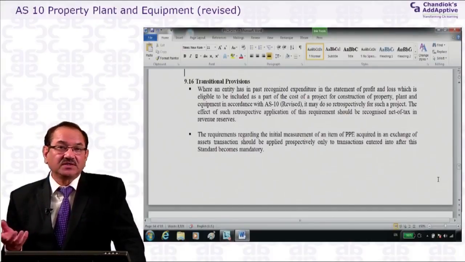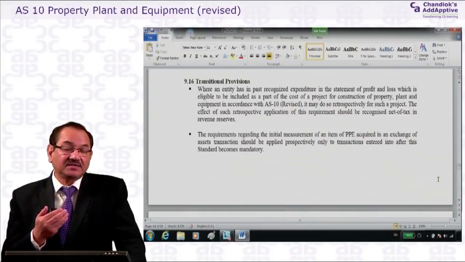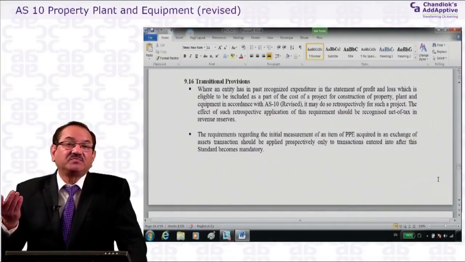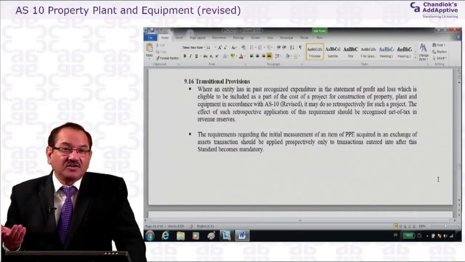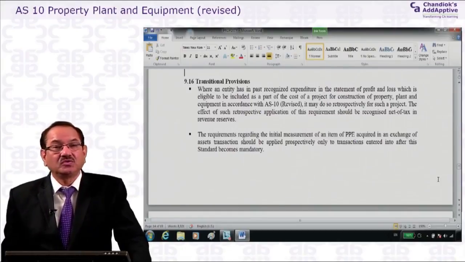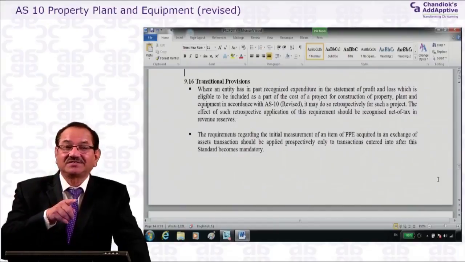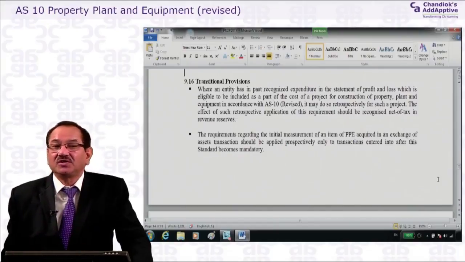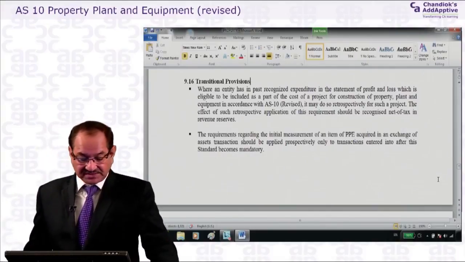where to put it? That says that directly in the reserves. Suppose due to that, it increases the value of the plant and machinery, it increases the value of the depreciation, the effect of this should go to the revenue reserves, and the reserves will be after tax. It should go after tax, not the before-tax amount. So that's what the transitional provision says.